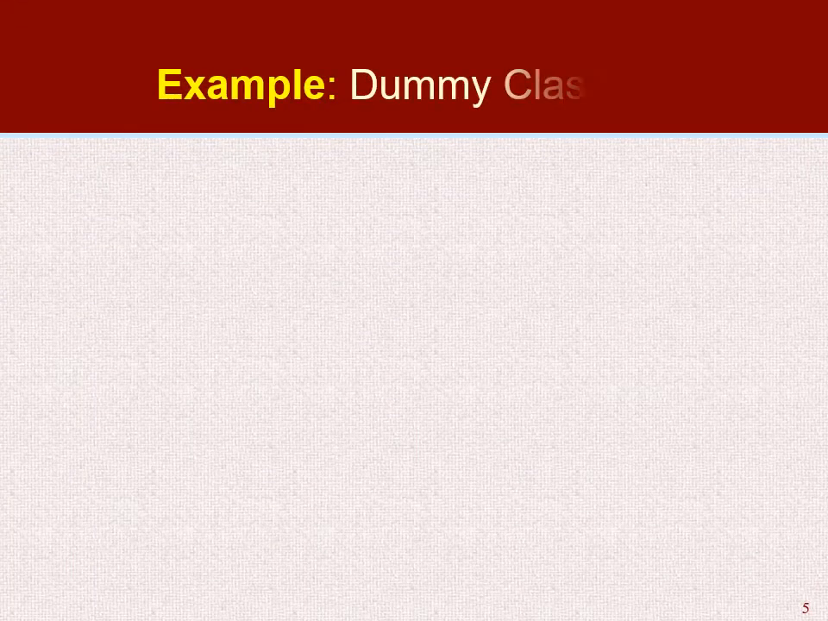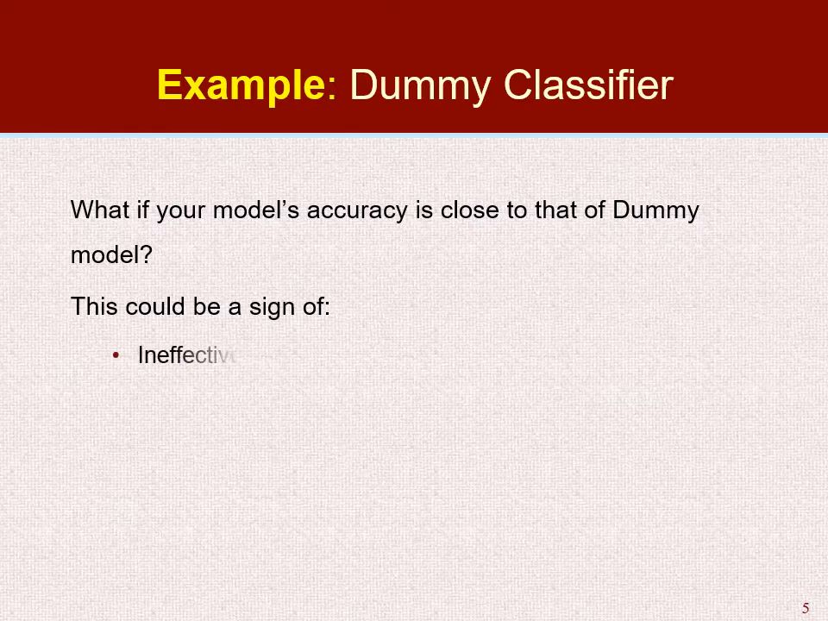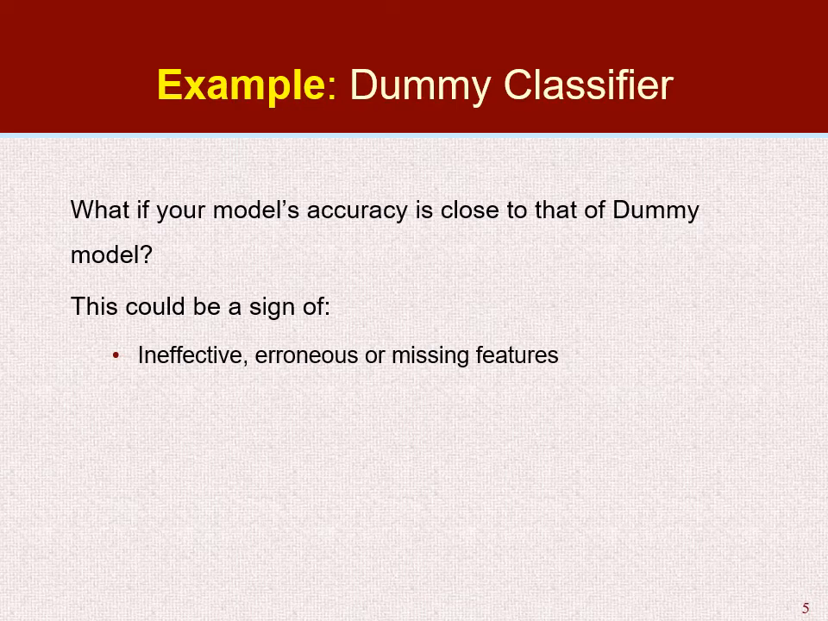Let's see an example of an application of the dummy classifier. If your model's accuracy score is high, but it's actually close to that of the dummy model, how should you interpret that? What does it mean? It could be a sign of ineffectiveness and erroneous or missing features in your data or in your model. Or it could be an indication of poor choice of parameters, for example, in SVC, if you're using an incorrect or inappropriate kernel function.